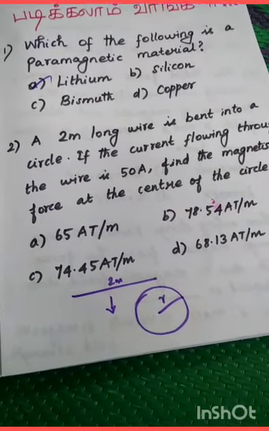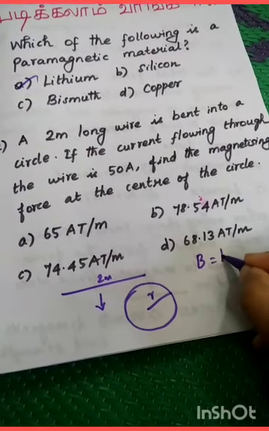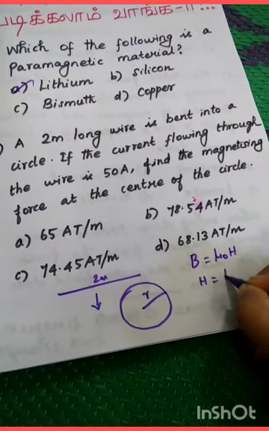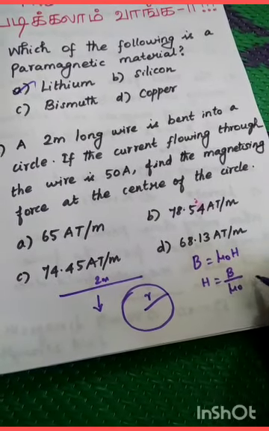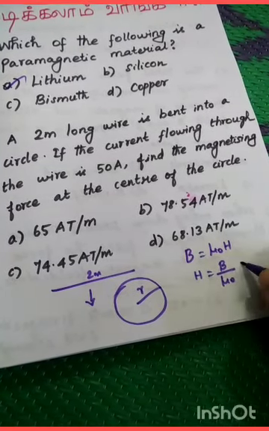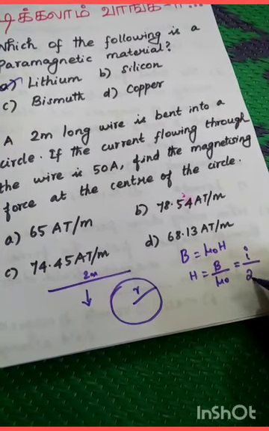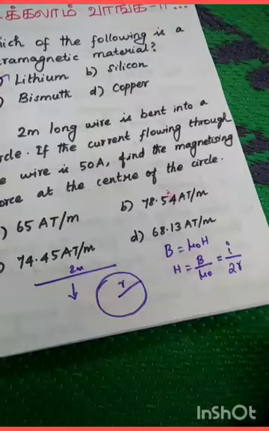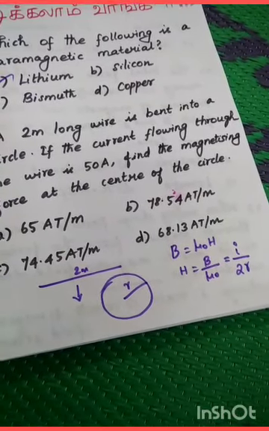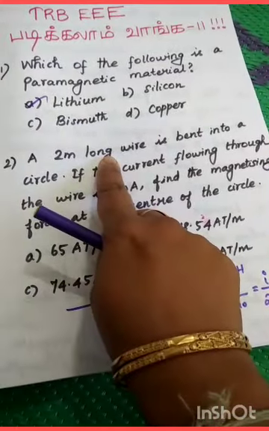We know the basic formula B is equal to mu naught into H, where H is the magnetizing force. So H is equal to B by mu naught, and the magnetizing field intensity H can be written as I by 2R, where I is the current flowing through it and R is the radius.